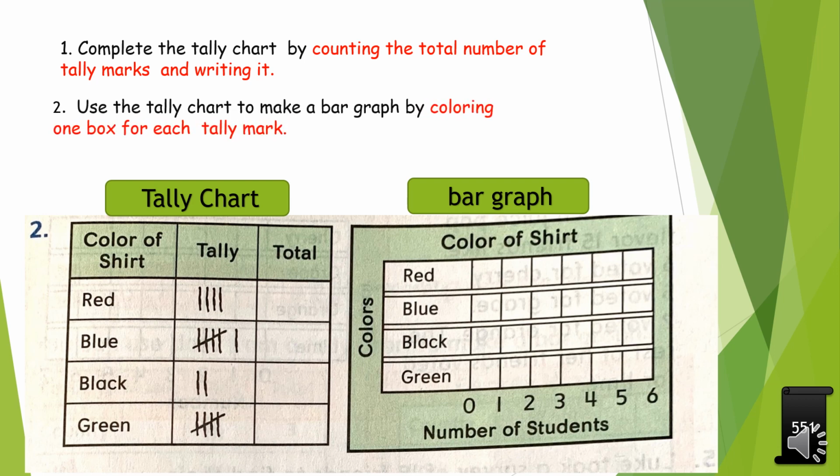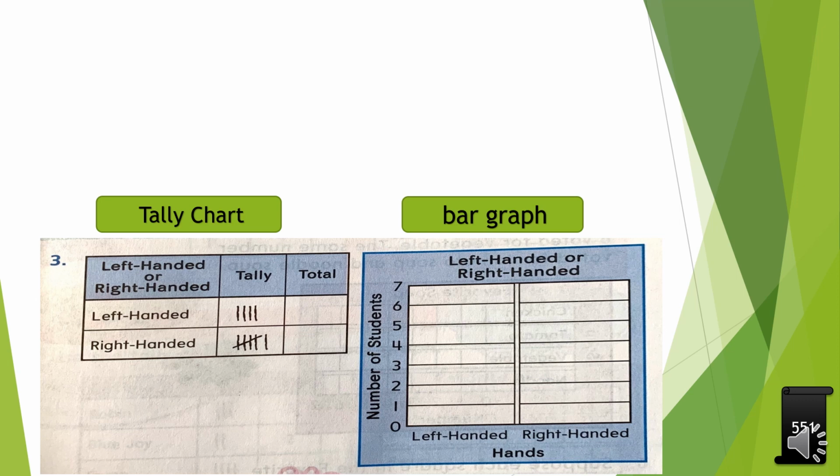The second part is to use this tally chart to make a bar graph. As we said before, we color one box for each tally mark. The red here has 4 tally marks, so you need to color 4 boxes. Blue, 6 tally marks, so you need to color how many boxes? Yeah, do the black and the green alone, please. Well done. Let's move to exercise number 3.